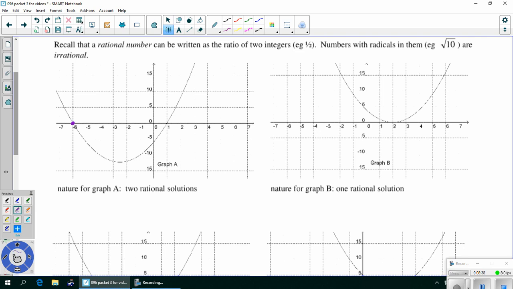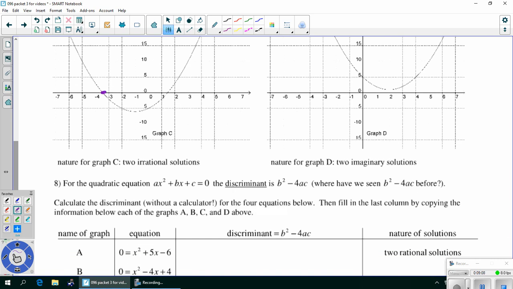I've got X-intercepts here and here. There are 2 of them, and they appear to be rational numbers, -6 and 1. Very nice numbers. 2 rational solutions is what we call the nature of the solutions there. On this top right graph, it looks like there's exactly 1 X-intercept. Looks like it's right around X equals 2. So in this case, there's not 2 solutions, there's just 1, and it is again rational. 2 is a rational number. There's no radical inside of there.